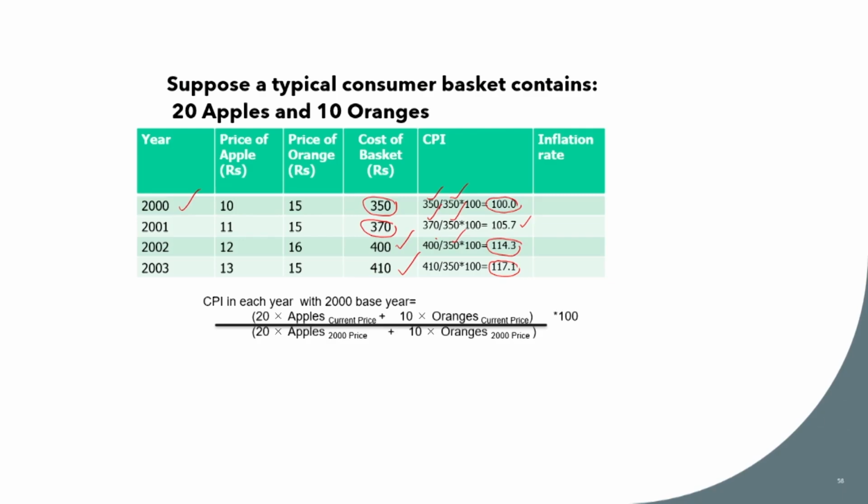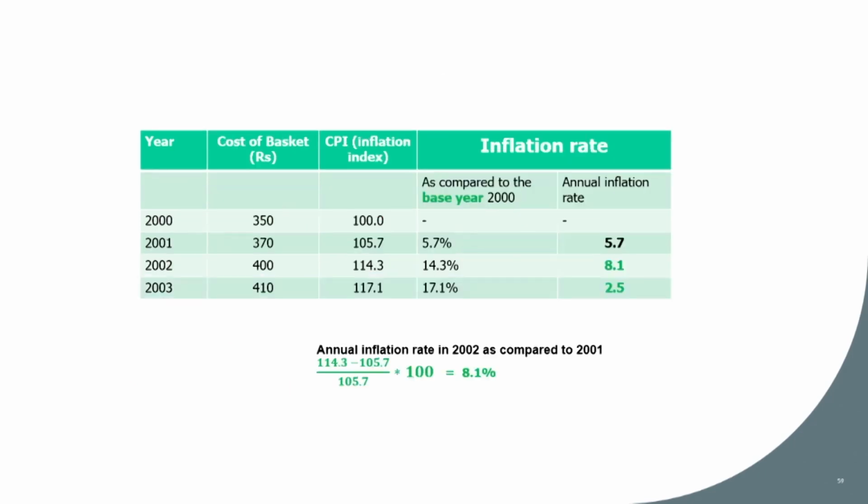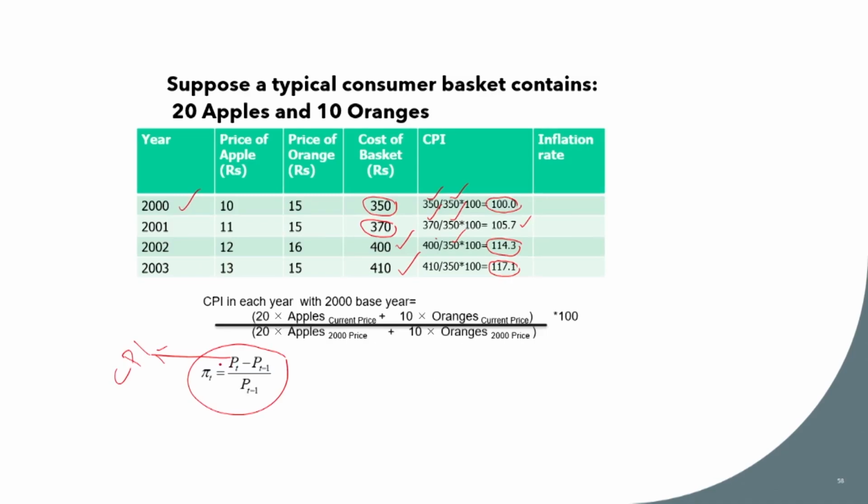So from this, how do we calculate inflation? Here you need to recall the formula for calculating inflation. This is the price index of the current year divided by the previous year's price index, where this P is nothing but the CPI in the respective year. So inflation is calculated in this way: the CPI in the current year minus the CPI in the previous year, divided by the CPI in the previous year.